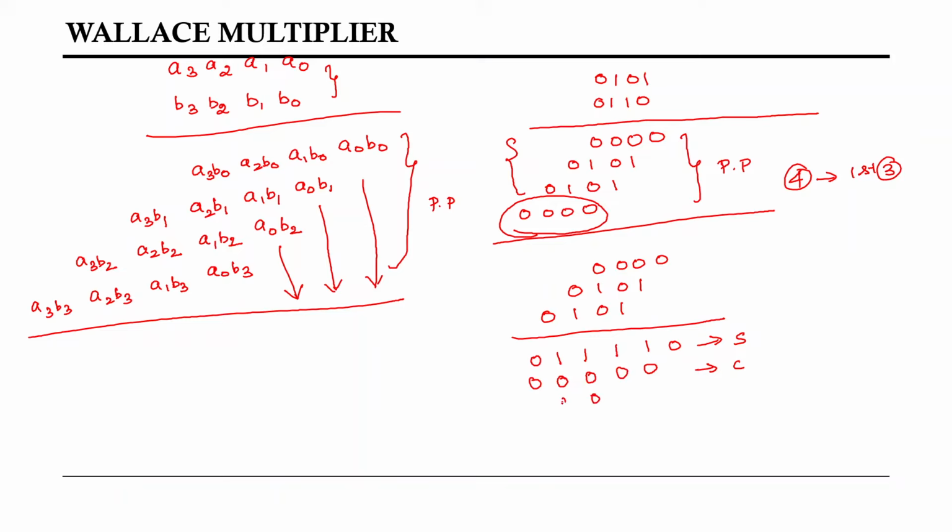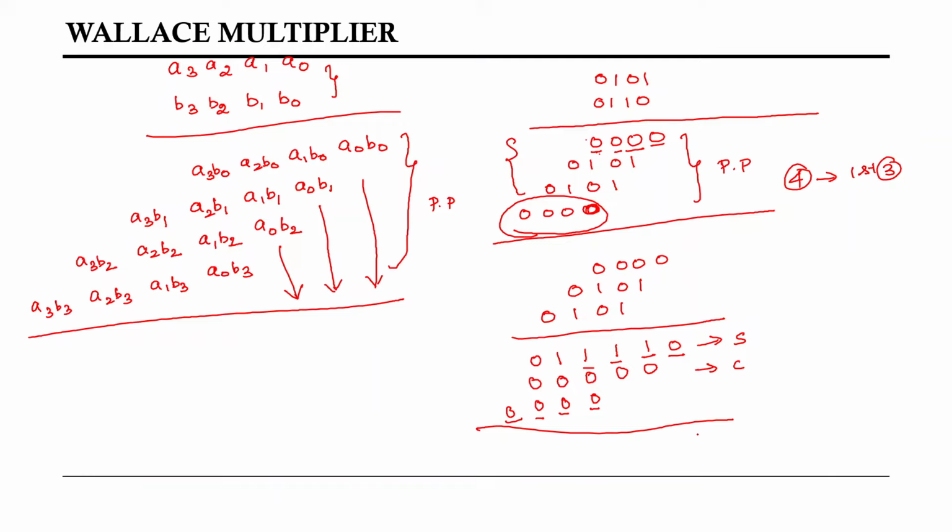So 0, 0, 0, 0. However, I am saying fourth bit position. Here, the LSB 0 is in the fourth bit position: first position, second position, third position, and fourth position. So this 0 is in the fourth bit position. Now I have added the last operand 0 in the last row.